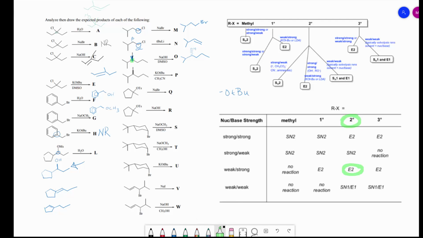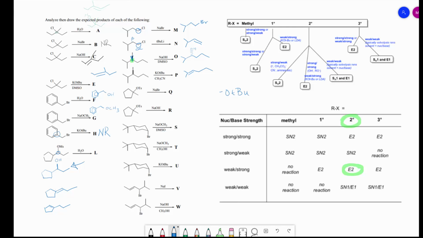So because of that, and we have a secondary alkyl halide, we take the E2 mechanism, and we form the E2 product. And this will fall towards the beta carbon that is most substituted. So we will go towards the extra methyl group.